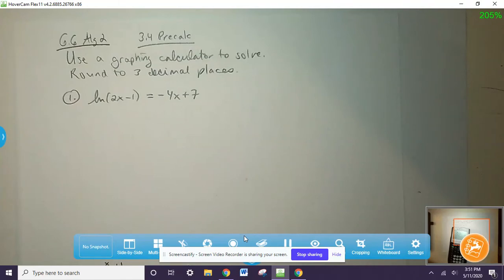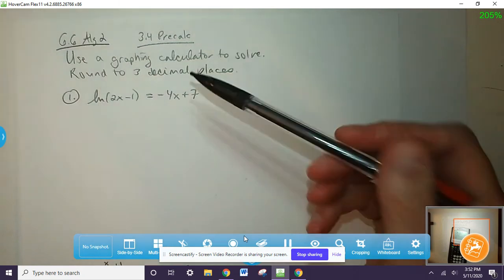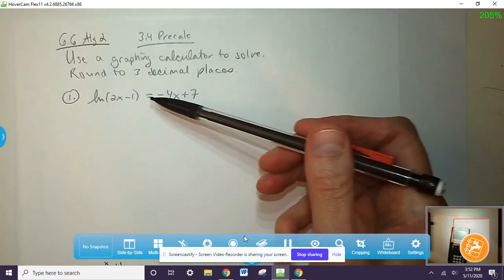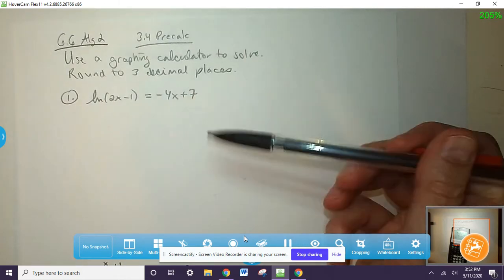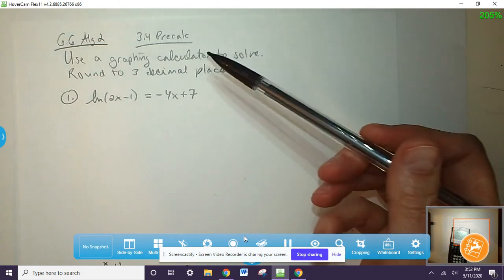All right. Now that you've finished your assessment on solving exponential and logarithmic equations, we're going to do a little graphing calculator work just to remind you that when you have equations, you can graph on the calculator to get approximate solutions as well. So if you have your own graphing calculator, you should grab it now.